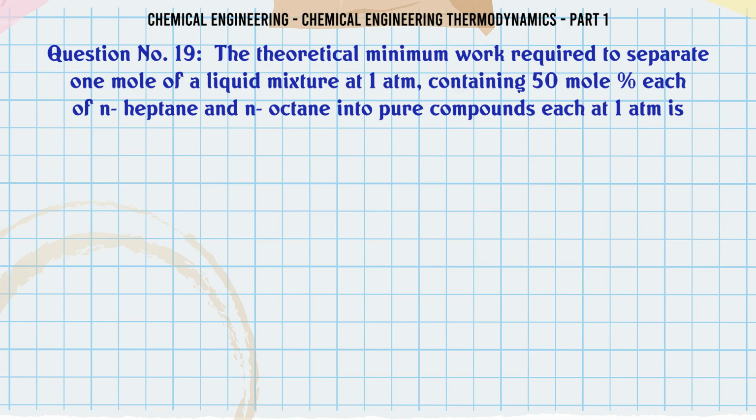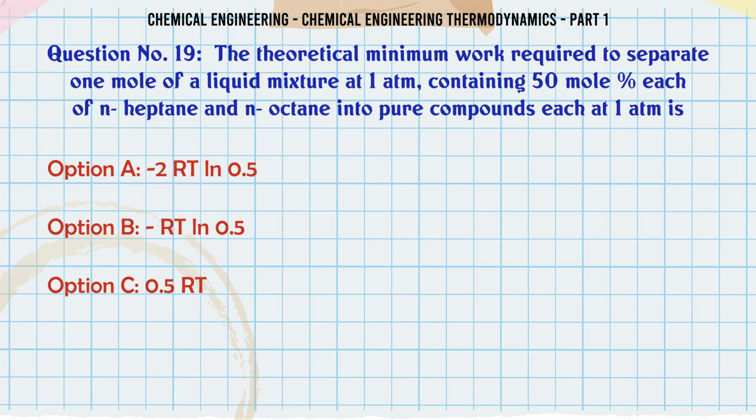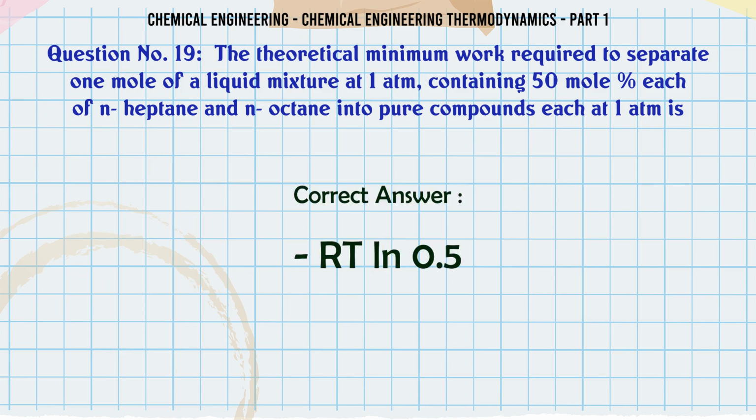The theoretical minimum work required to separate 1 mole of a liquid mixture at 1 atm, containing 50 mole% each of n-heptane and n-octane into pure compounds each at 1 atm is A. 2 RT ln 0.5, B. RT ln 0.5, C. 0.5 RT, D. 2 RT. The correct answer is RT ln 0.5.